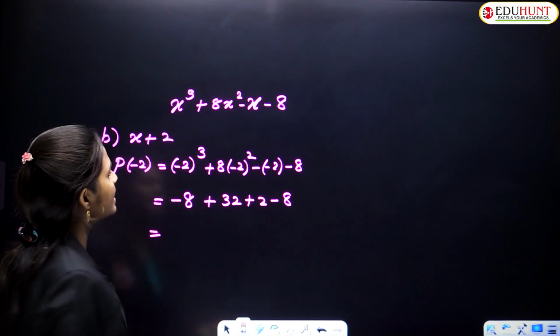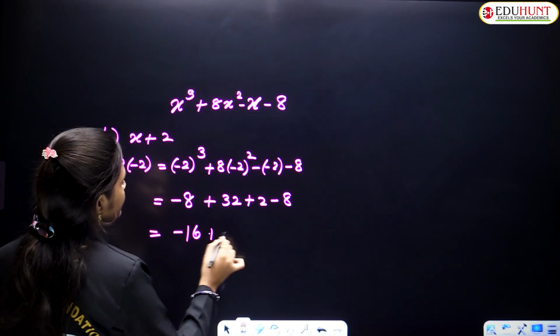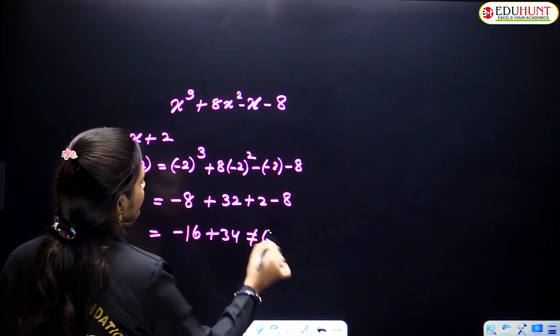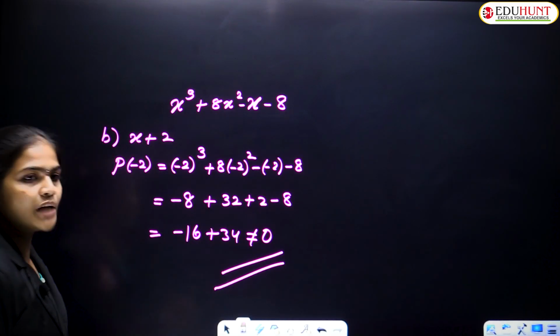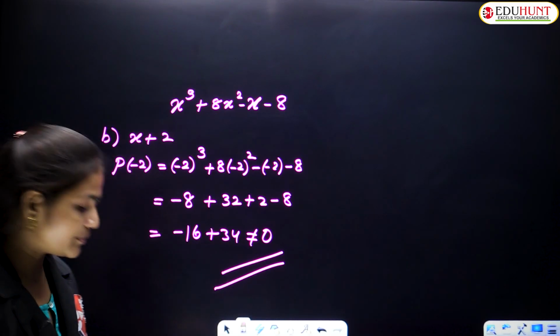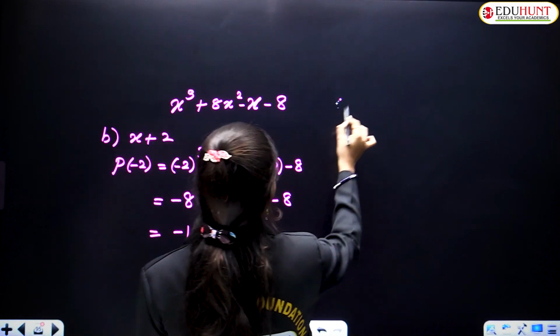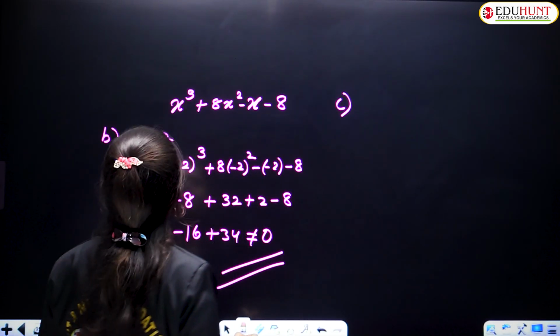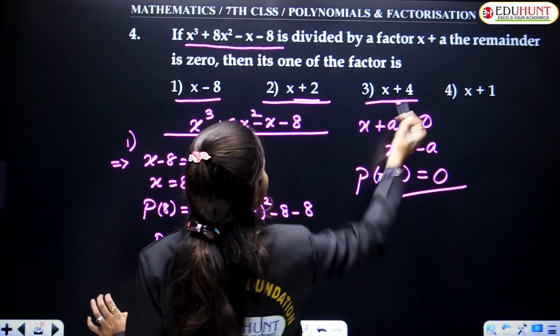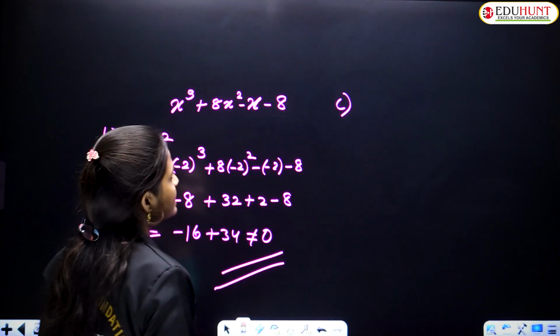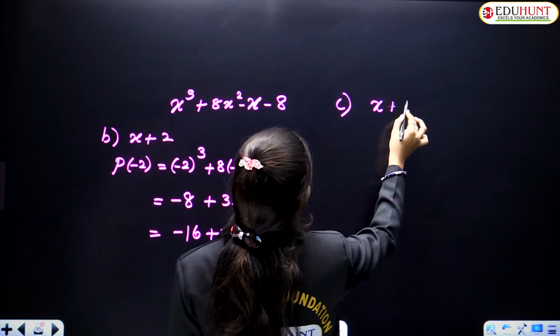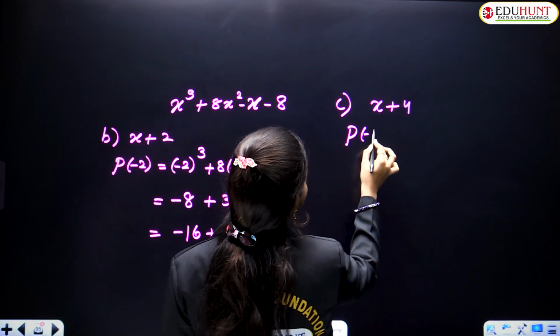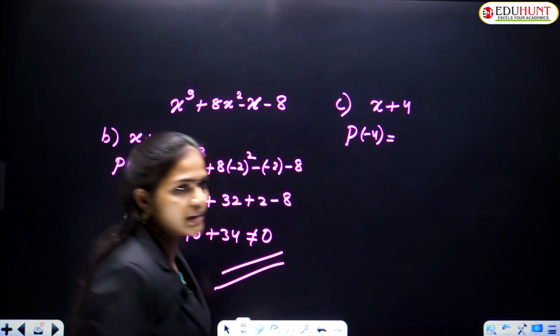So, which is equal to, is there any possibility to get 0? By seeing this we can say that there is no possibility. Minus 16 plus 34 is not equal to 0. So, option 2 is also not valid here. Then we have to go for option C. So, option C, what is that? x plus 4. So, we need to find the value of p of minus 4.